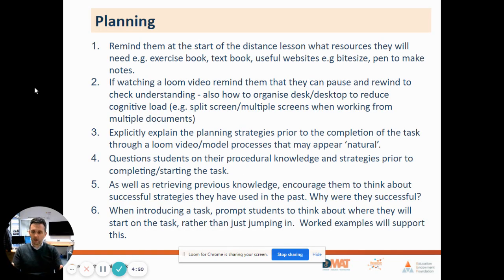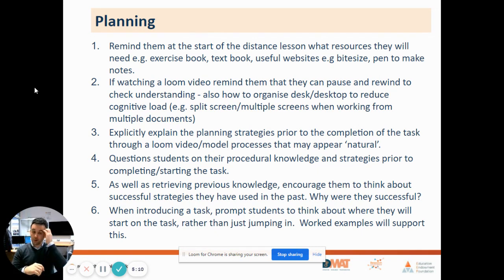So practical ways we can do that, split into planning, monitoring and evaluating. Things we can do as teachers. So 6 things for planning. Number 1, at the start of the lesson, remind them of all the resources they're going to need. So what is the stuff, whether it's electronic or tangible, that they're going to need? Make sure that they've got that ready.